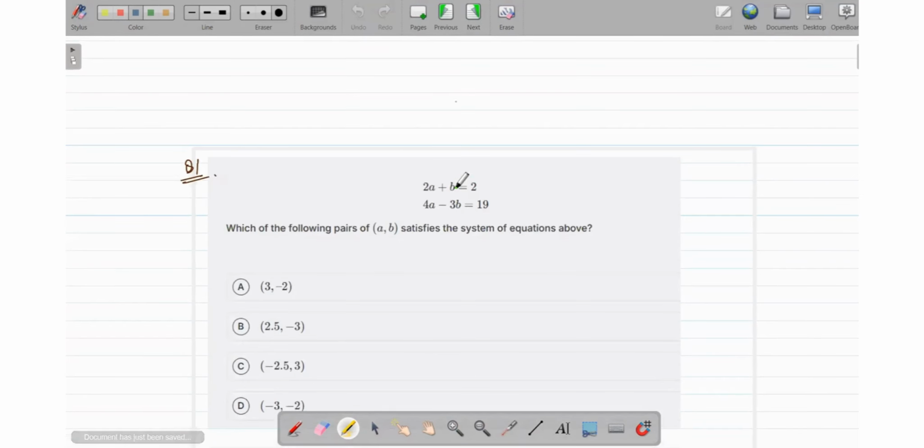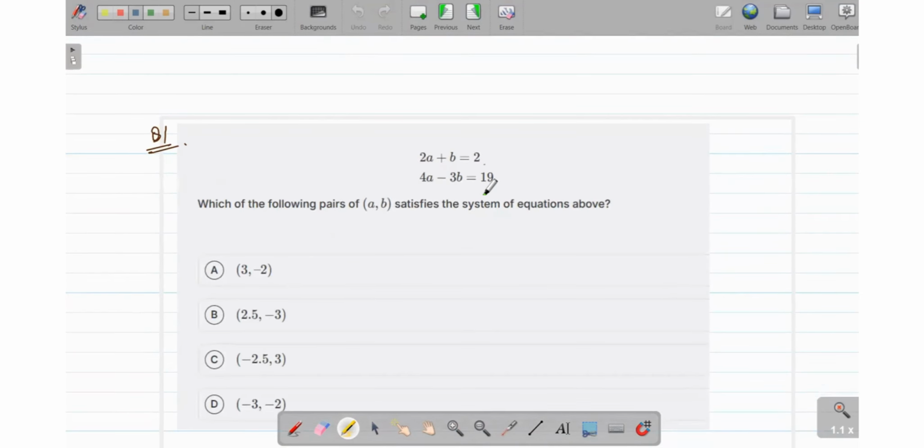The very first question, you can see, is written on our screen. The question says 2a plus b is equal to 2, 4a minus 3b is equal to 19. Which of the following pairs a comma b satisfies the system of equations above? As I mentioned, we will not be using the elimination or substitution method that you have learned in your school. Instead, we will be using Desmos for these kinds of questions.